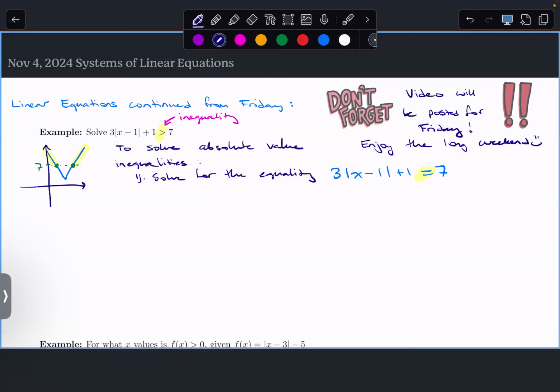And that's where it's going to switch, right? Even if we pretend we don't know what it looks like, we understand that those would be where it switches from being greater than 7 to less than 7 at 7. And then step two: use test points to find the intervals where the inequality is satisfied.